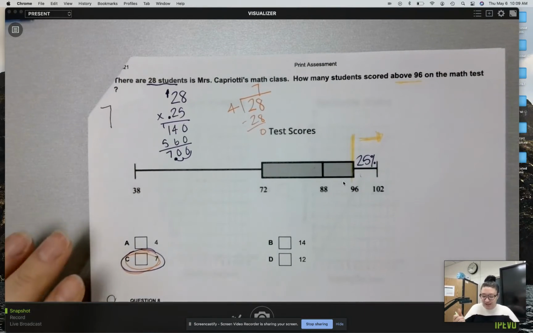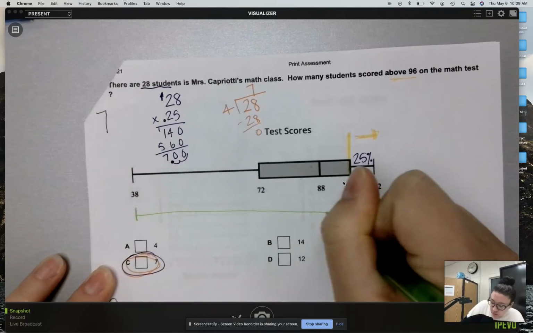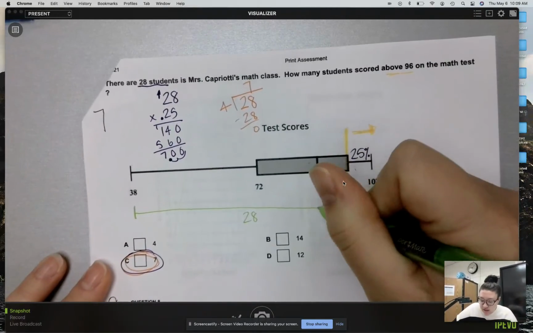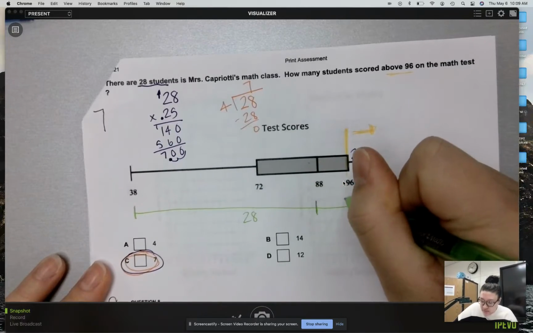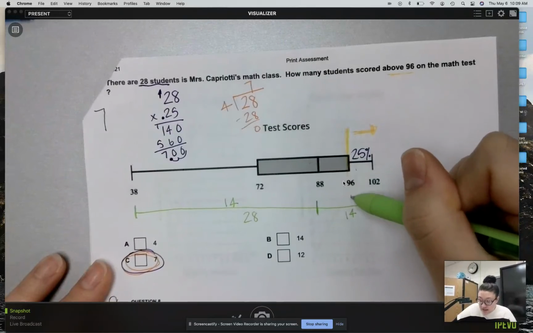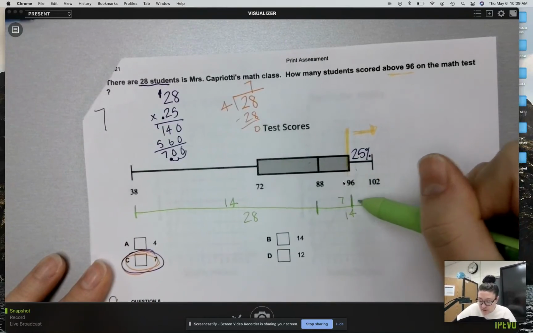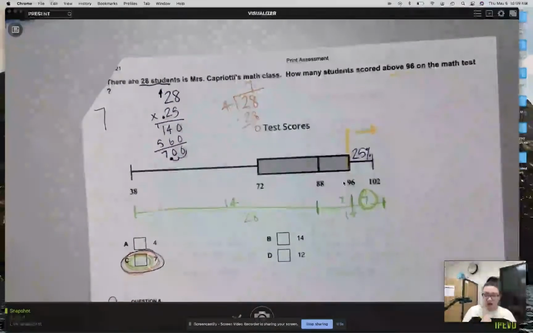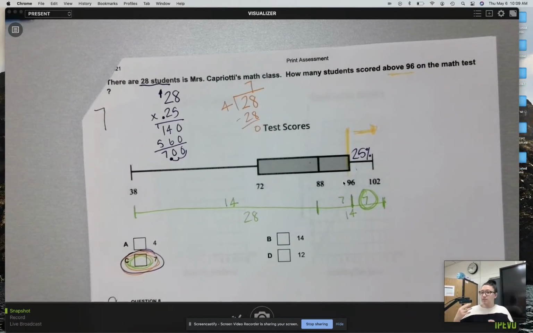Another one of my students knew that the whole class had to be 28. So that means that half of 28 would be 14 students on each half. And then half of that section, half of 14, would be 7 students who would score in that range. Different strategy, same answer.